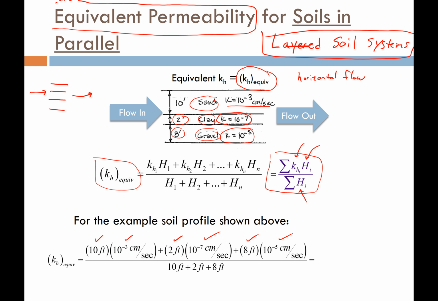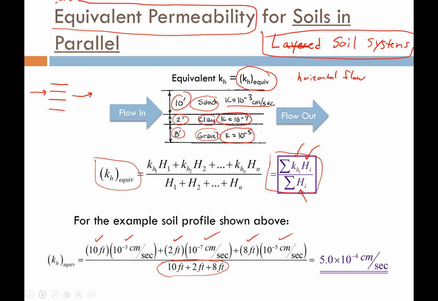So I multiply the conductivities by their respective thicknesses, and I sum them up. And then I divide by the total thickness of my layers, which of course are 10, 2, and 8 feet. If I do that, I get an effective, or equivalent, hydraulic conductivity for my system of 5 times 10 to the minus 4 centimeters per second.